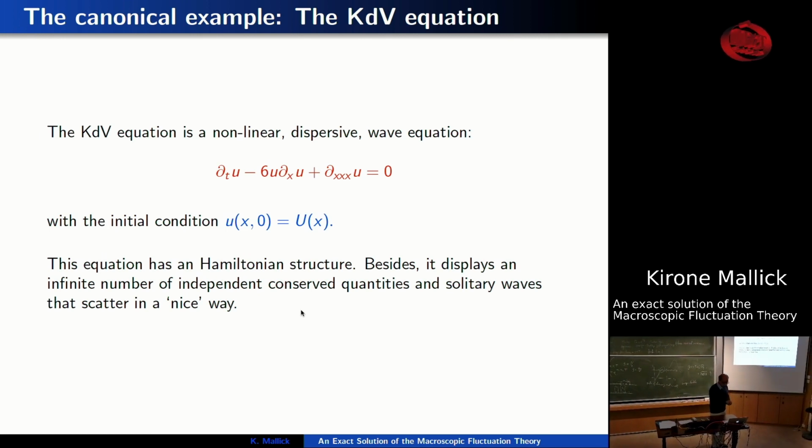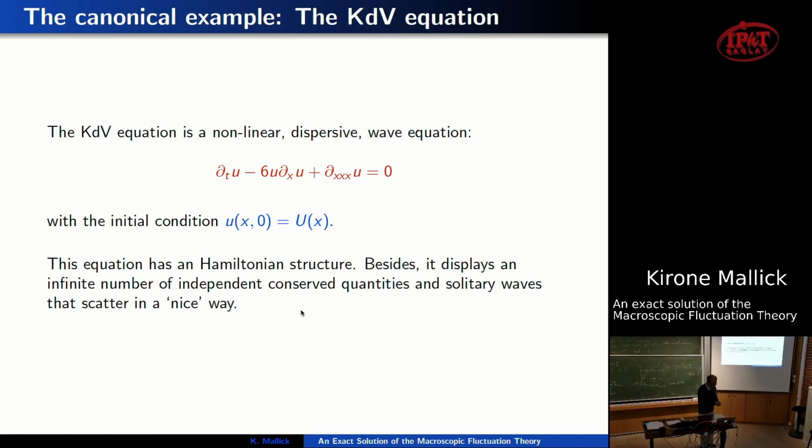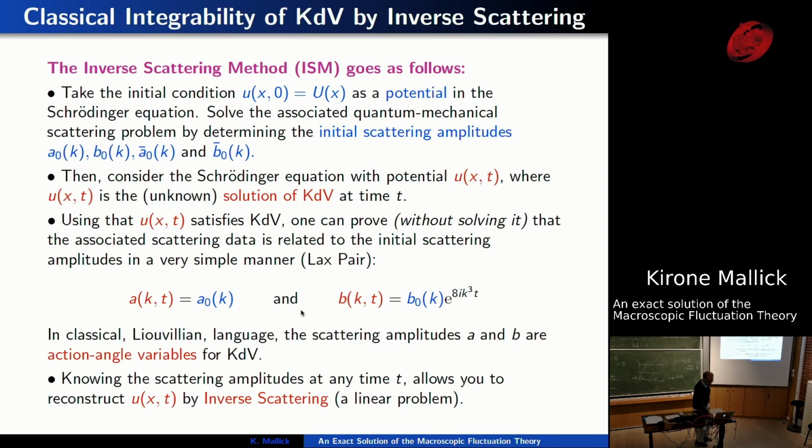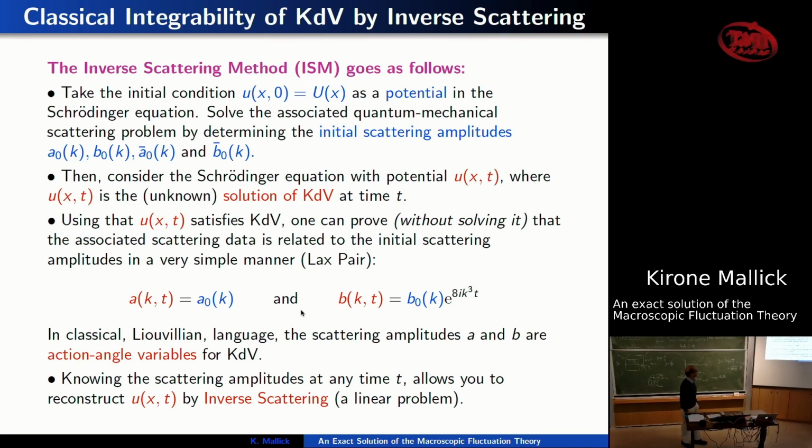So now comes the miracle. In the 70s, nonlinear physicists and applied mathematicians found a scheme to solve that equation, to solve KdV. This is so-called classical integrability. And the scheme is quite miraculous, and I'm just going to describe it to you. It's known as the inverse scattering method, and it goes as follows.